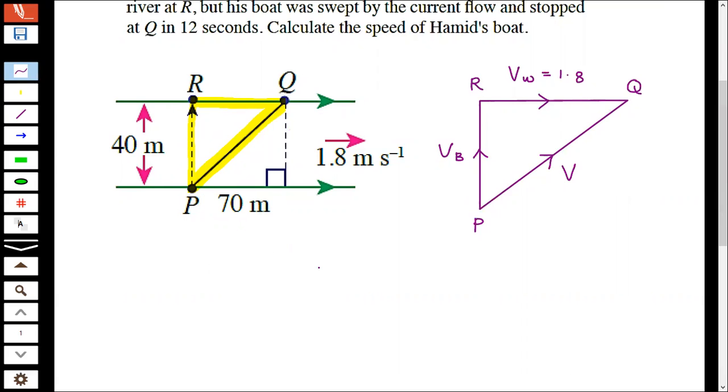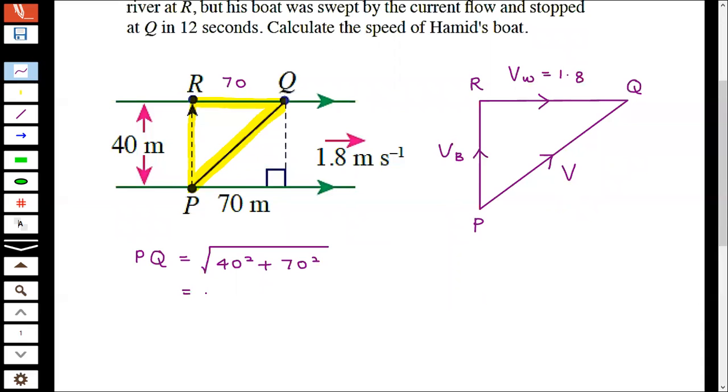Velocity is displacement divided by time. Displacement is a vector, while the other one, distance, is a scalar. Now I'm going to find the distance of PQ. You can find the distance of PQ using the Pythagoras theorem, because this is 40 and this is 70. So PQ is the square root of 40 squared plus 70 squared.